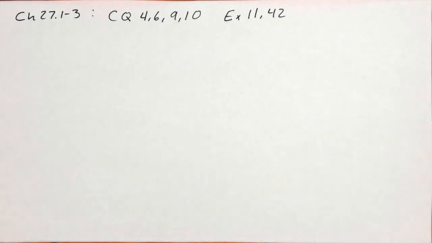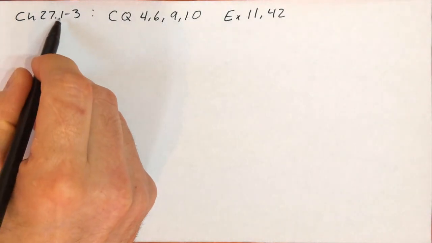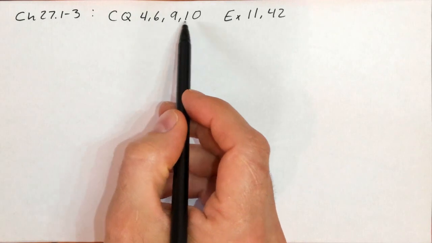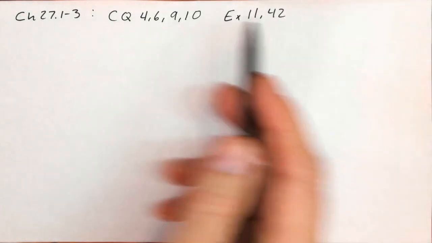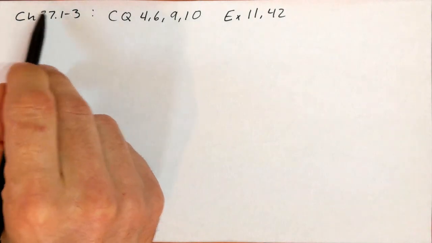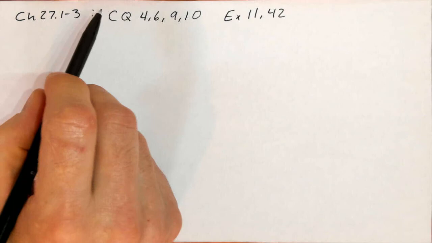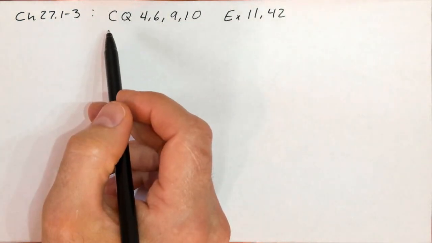Okay, for today's class activities, for chapter 27, sections 1 through 3, we're going to go over concept questions 4, 6, 9, and 10, and exercises 11 and 14. And as usual, make sure you read this thoroughly, being very careful to look over the details so that you can use these exercises as application and practicing with the concepts.